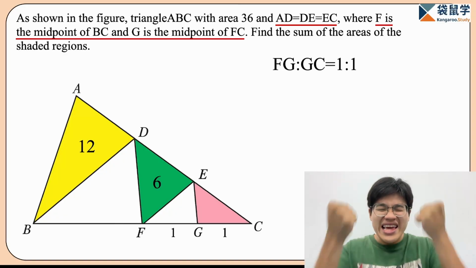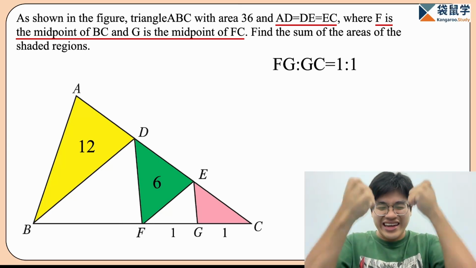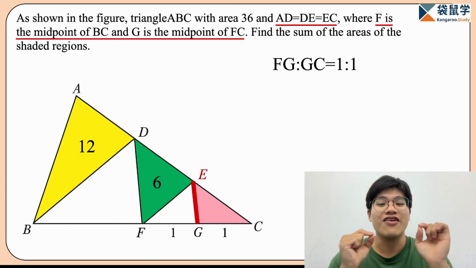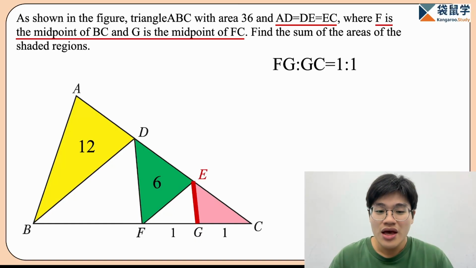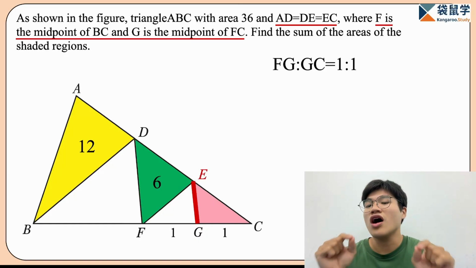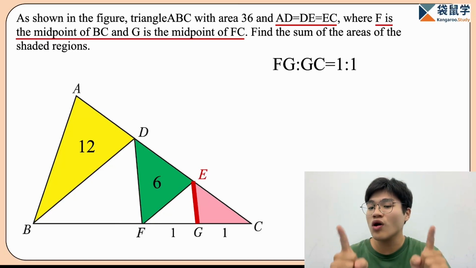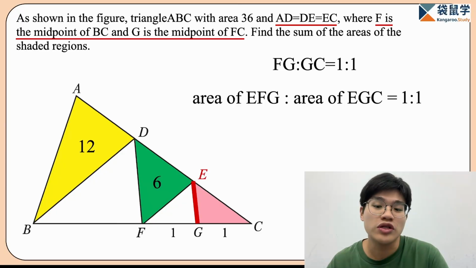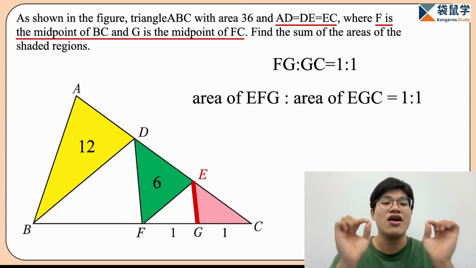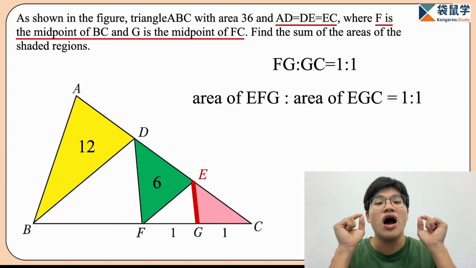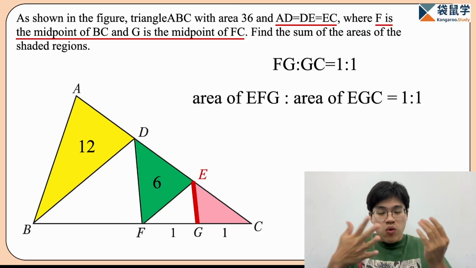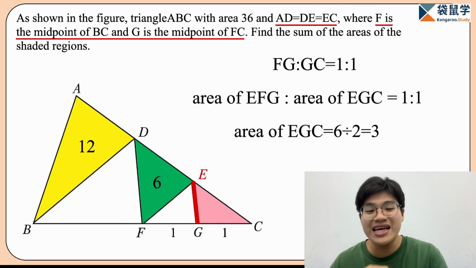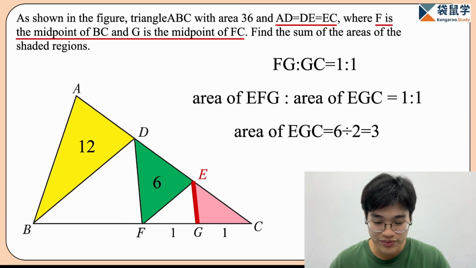We can build the equal height model again. Then at this time, which vertex should we cut from? We should cut from the vertex E. Then knowing that the area of triangle EFC equals 6 here, and based on the equal height model, we can know the ratio between the area of EFG and area of EGC will also be 1 to 1. Then what is the area of triangle EGC here? It will be 6 divided by 2 equals 3.